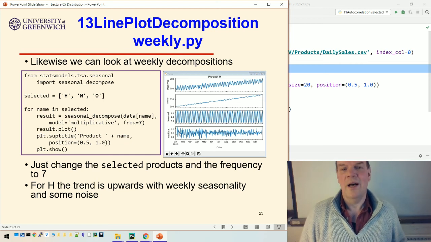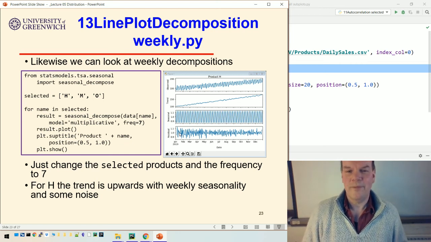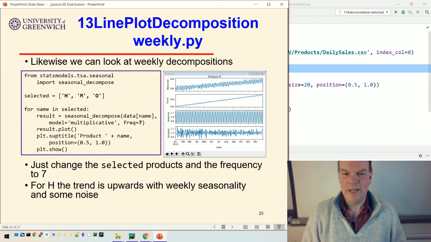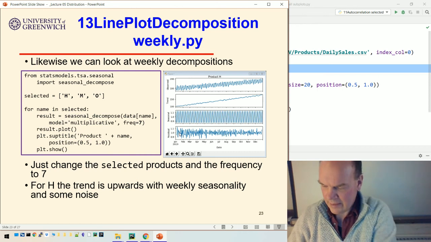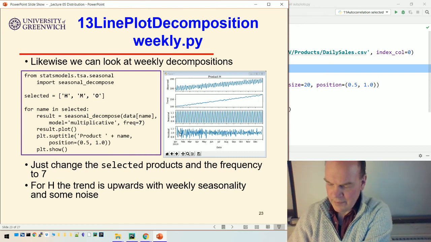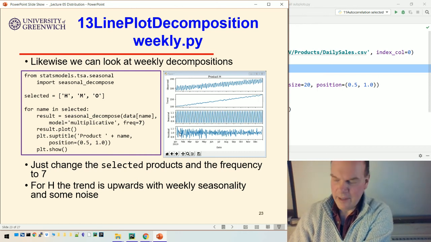So I think this has limited value, but it can be useful to look at how this package thinks the line should be decomposed into different parts. So what's the overall underlying trend? What's the seasonal behavior, and how much noise is there around that? Okay, I'm going to finish there, and then we'll have the last few slides on outliers at the end of the lecture.